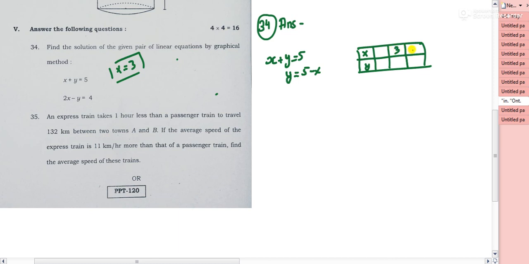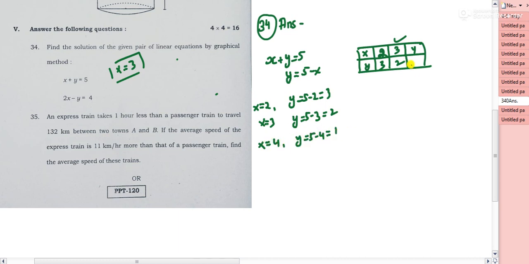Just take the next value as an addition of 1, 3 plus 1, 4, and here a subtraction of 1, 3 minus 1, 2. So you can just take the values 2, 3 and 4. That will be more than enough. So when x is 2, what will be y? 5 minus 2, how much is that? 3, correct? Now when x is 3, substitute this value, y will be 5 minus 3, that is equal to 2. Got it? And when x is 4, y will be 5 minus 4, that is equal to 1. This is from the first equation.